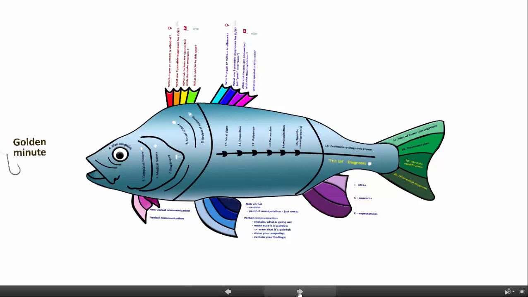And we also have three more fins on the lower part of the fish. These are fins for communication during history taking, during the physical exam, and during making the preliminary diagnosis and presenting this diagnosis to the patient, discussing his future plans, and so on. So let's investigate our OSCE fish.